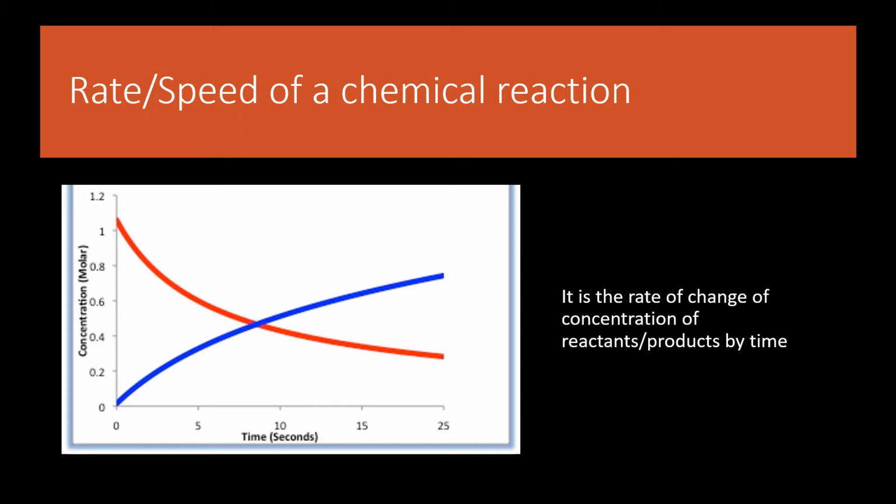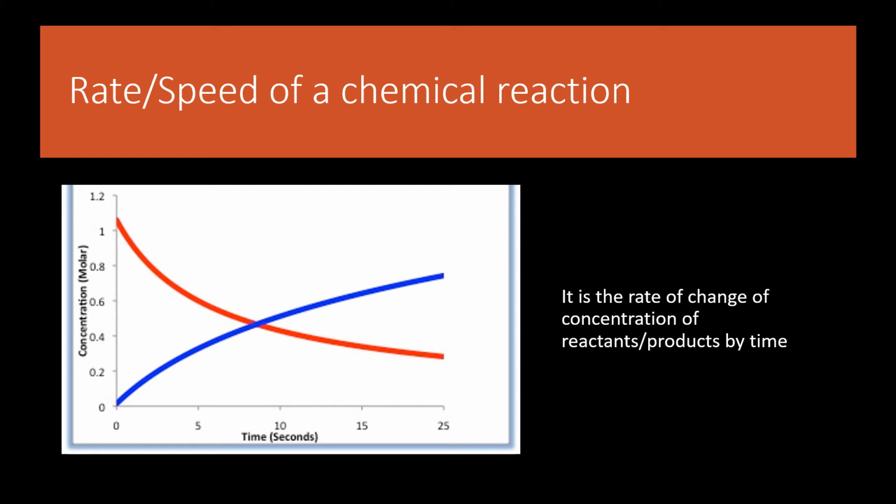We know that when we start a chemical reaction, we have only reactants. So we can say that there is 100% reactants only. Then these reactants are converting into products. As a result, the concentration of reactants slightly decreases. Look at this graph. You can see this red line. Here in the x-axis, we are giving time, and in the y-axis, concentration in moles per liter.